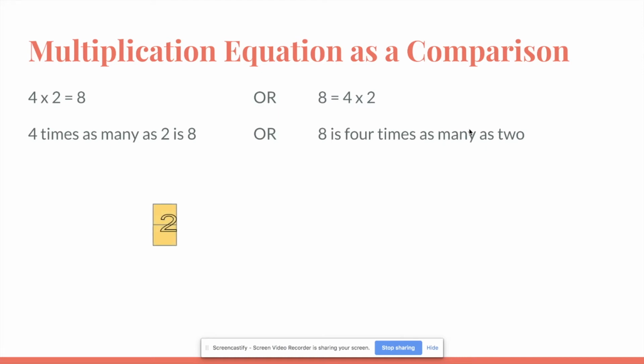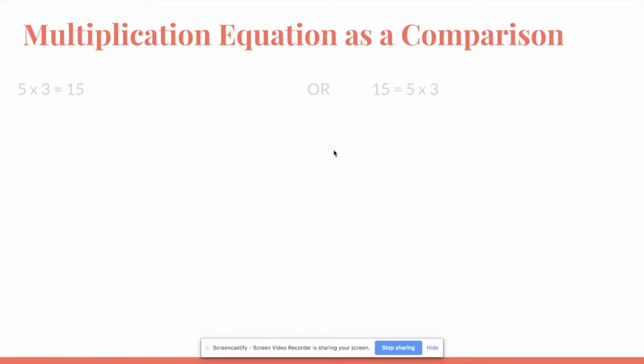And so if I have 2 modeled, there's 2. Now we know 8 is 4 times that much. So we'd have to show that number, which is 2, 4 times. And so that's 8. Easy, right? You got this.